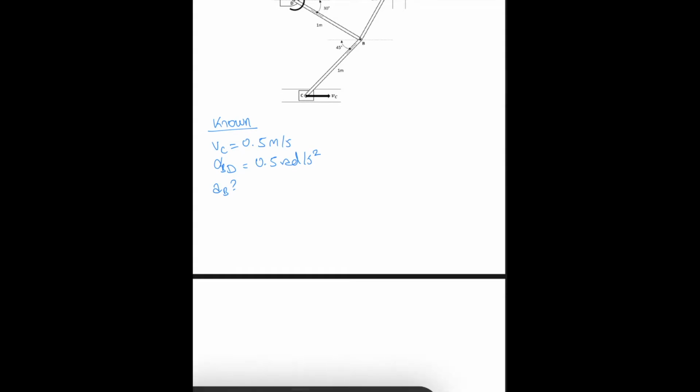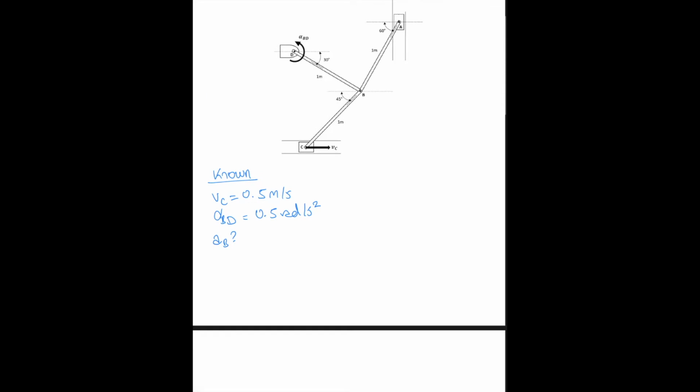All right, so first of all, what do we know? We know that VC is 0.5 meters per second, and the angular acceleration of link BD is 0.5 radians per second squared. And we want to know the magnitude of acceleration at point B. So let's start with the free body diagram first. So let's take link BC.